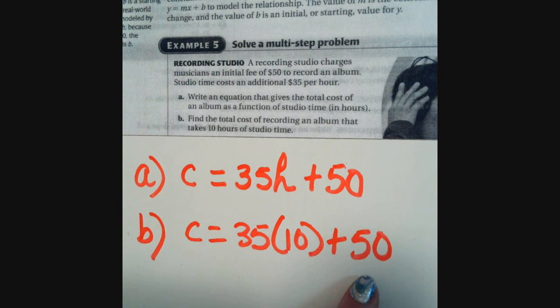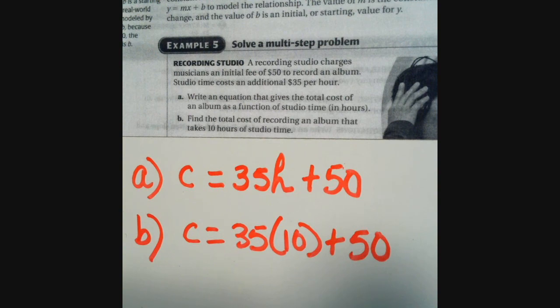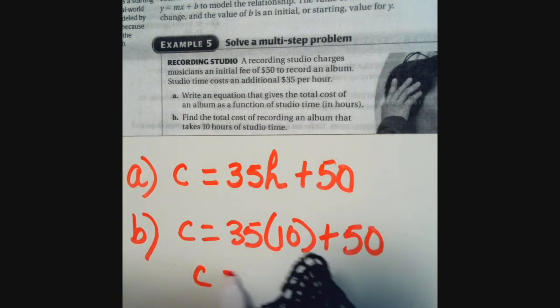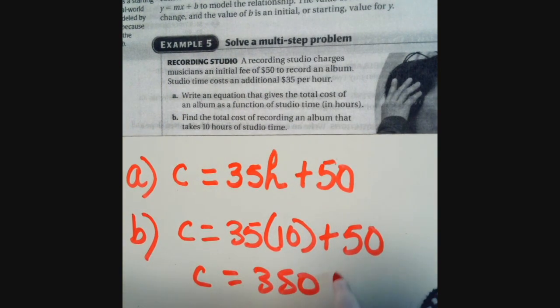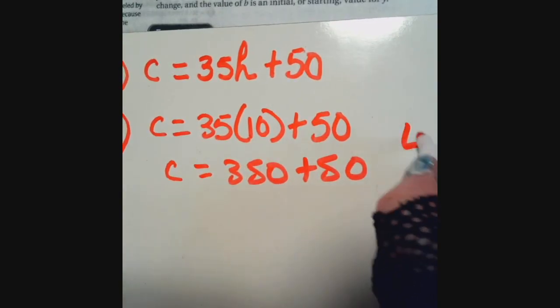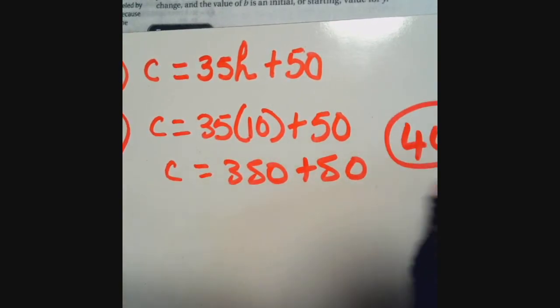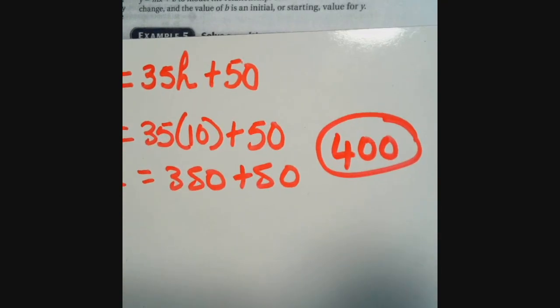Just like when you rent equipment, they charge you a certain fee. It's so much plus so much per hour or per mile if you rent a car. So 35 times 10 is 350 plus the $50 initial fee. So the total that you're going to pay is $400. So that's your answer, $400. So you get part A, you get the equation so that you can answer part B.